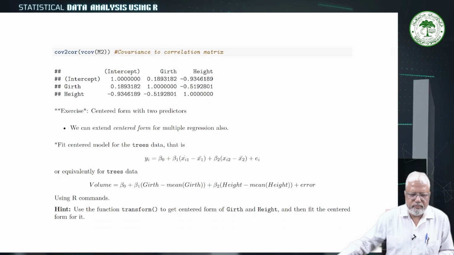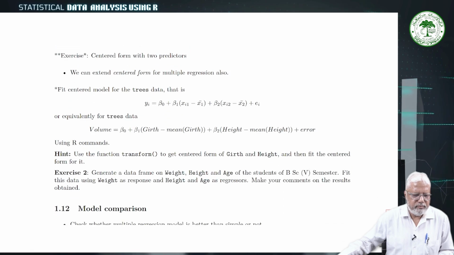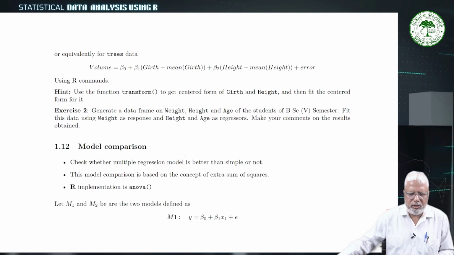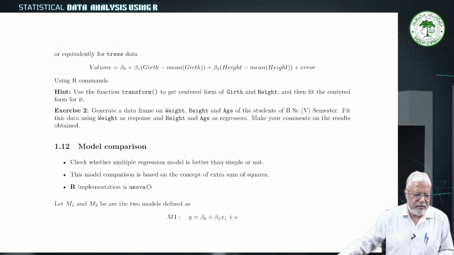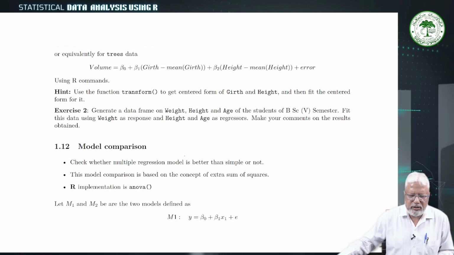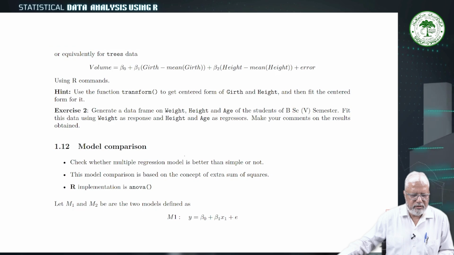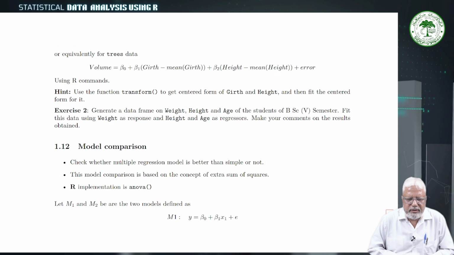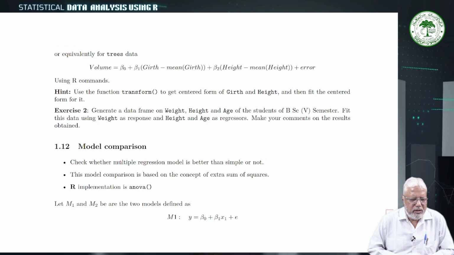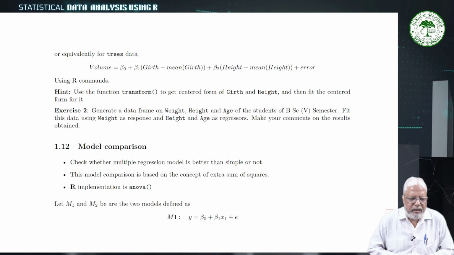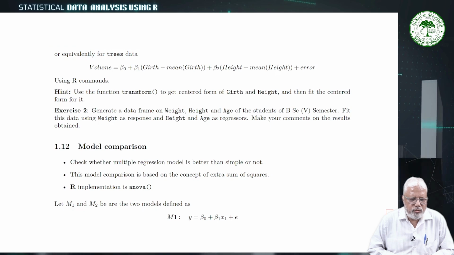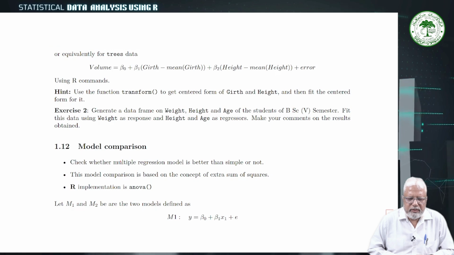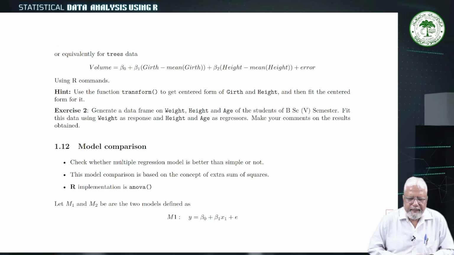This is the centered form. Model comparison: check whether the multiple linear regression model is better than the simple one or not. This model comparison is based on the concept of extra sum of squares. This concept of extra sum of squares is discussed in many texts, and that is nothing but the extra sum of squares due to fitting the less number of parameters.